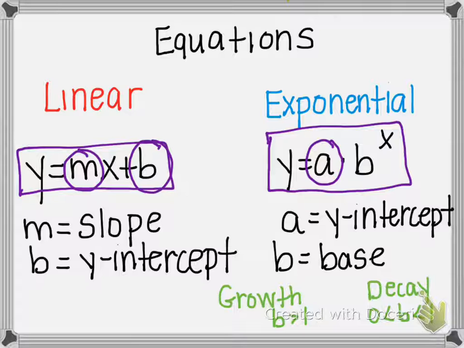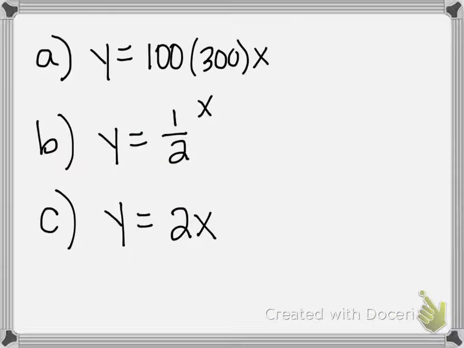So again, linear, we have y equals mx plus b. Exponential, we have y equals a times b raised to x. In order to be exponential, my variable has to be in the exponent. So just a few examples. If I'm looking at a, I've given you 3 equations. And of these 3 equations, I want you to tell me, is it linear or exponential?